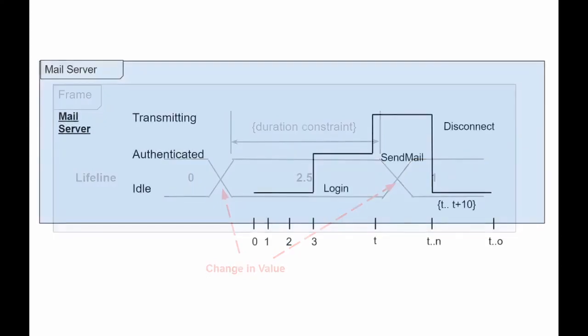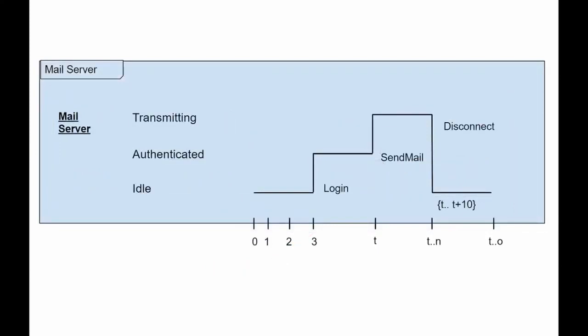We can use the length of the timeline to show how long the object remains in a certain state, reading it from left to right. In this diagram, the login event is received after 3 units of time from the start of the sequence. To show relative times, we can mark a specific instance in time using a variable name. This diagram marks the time when the sendMail event was received using the letter T.